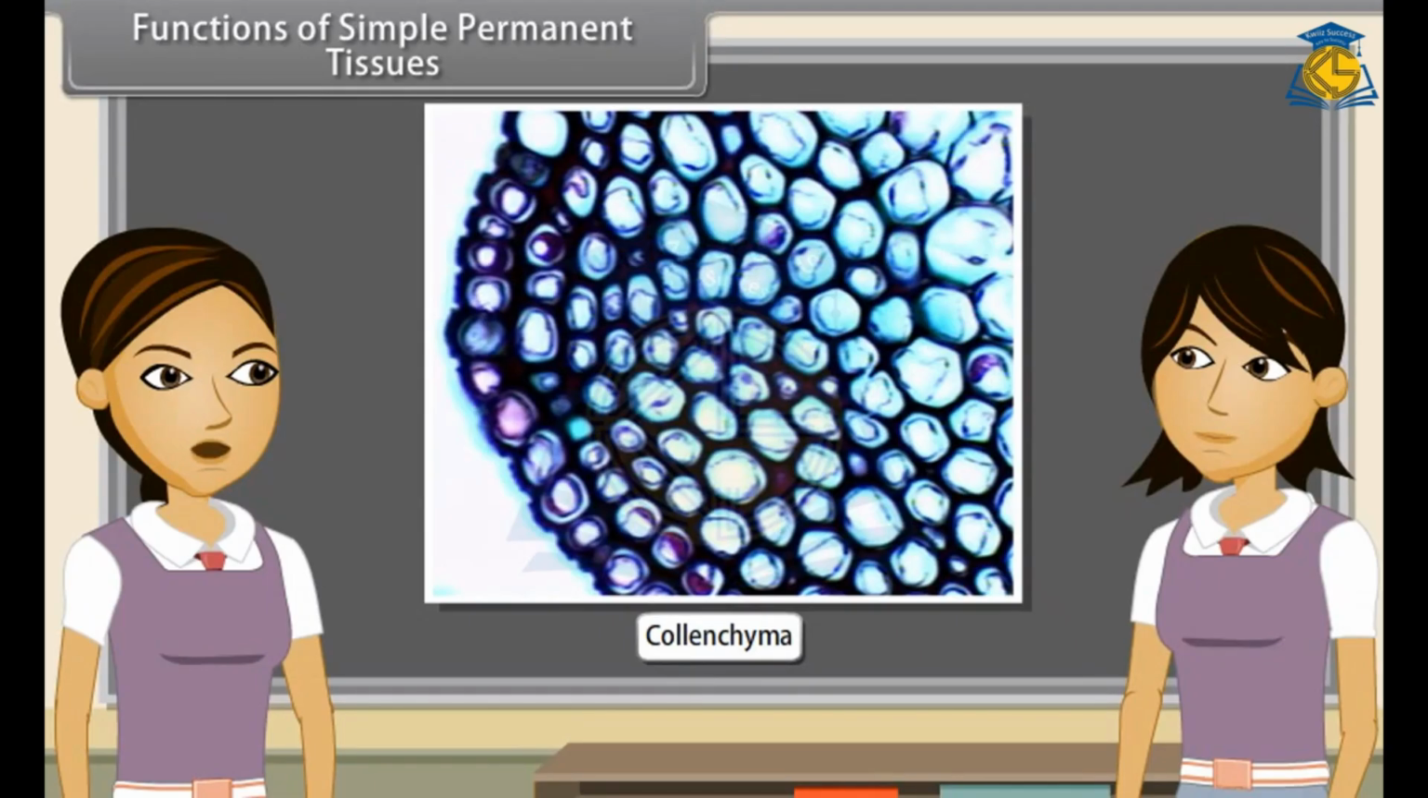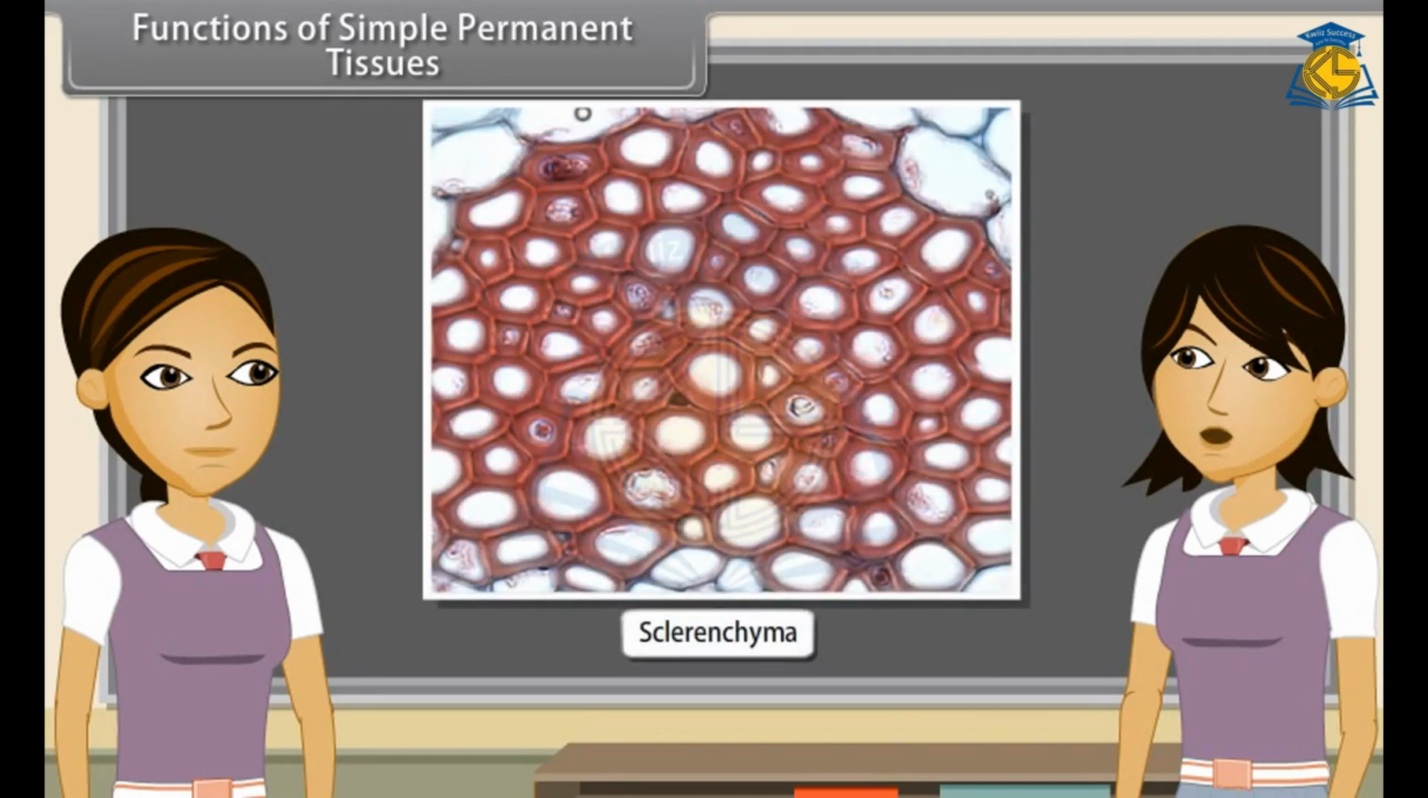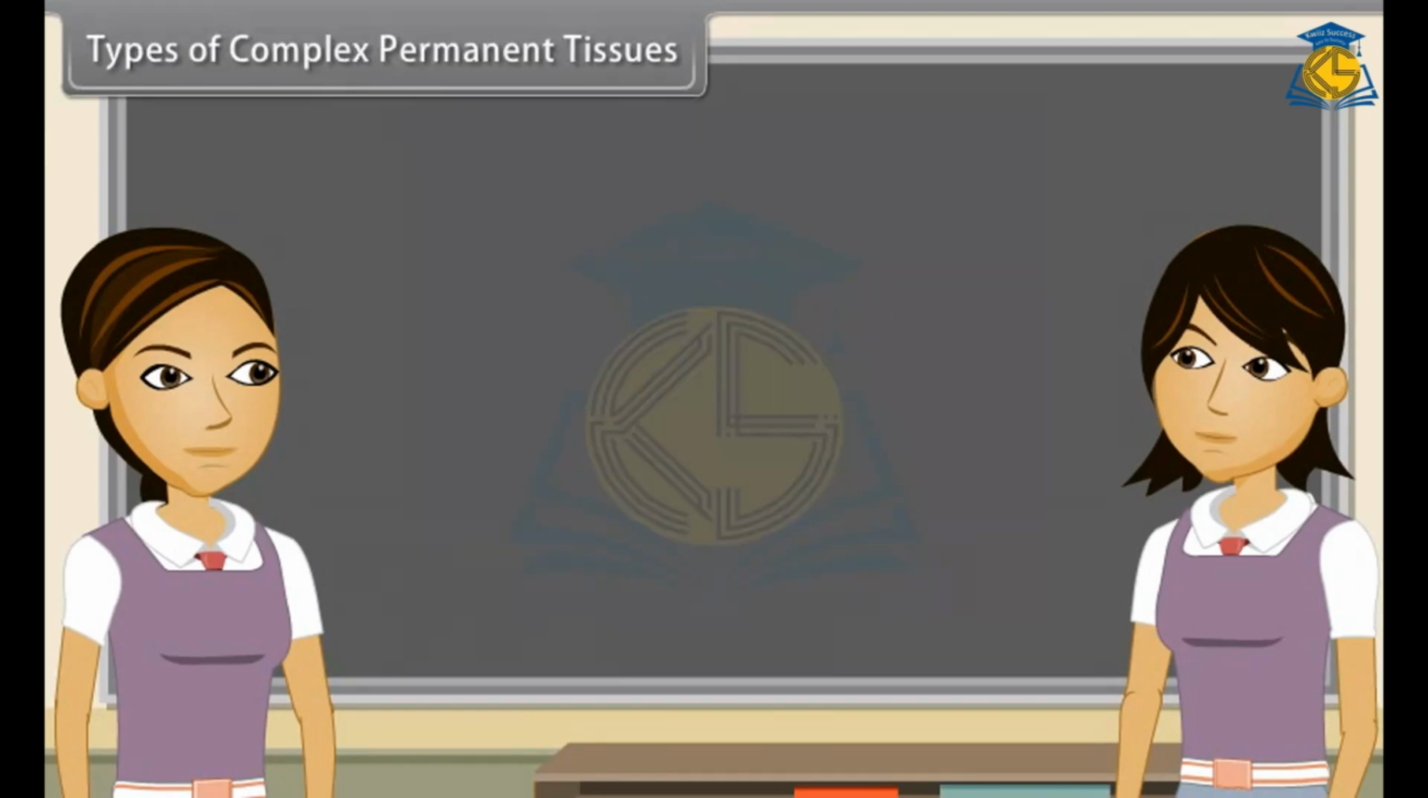Collenchyma is a mechanical tissue, so it provides mechanical support and elasticity. Sclerenchyma is mainly mechanical and protective in function. It gives strength, rigidity, flexibility and elasticity to the plant body and thus enables it to withstand various strains. Types of complex permanent tissues. Complex tissues are made of more than one type of cells.